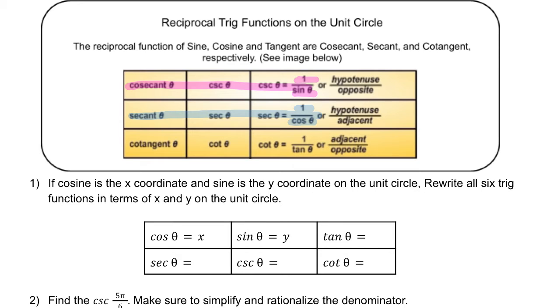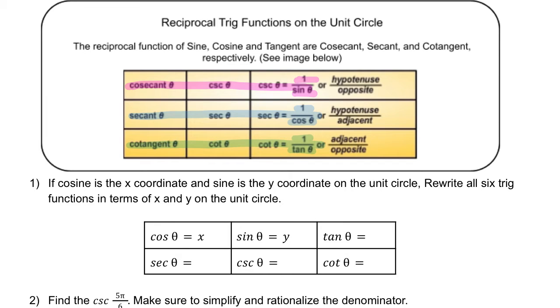Now, this last one, cotangent, I think it's easy to figure out what the reciprocal of that one is, and that's tangent, just because they share part of its name. So you can see it's 1 over the tangent of theta. And so tangent of theta being the opposite over the adjacent, if we take the reciprocal of that, flipping that fraction, we're going to get cotangent, which is the adjacent over the opposite.